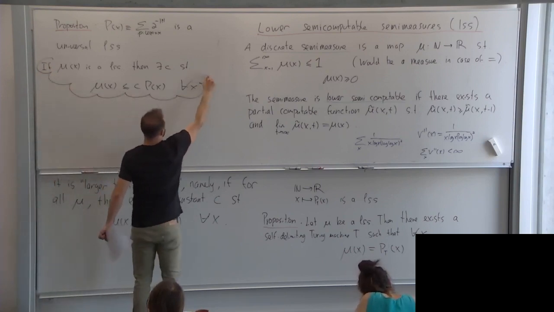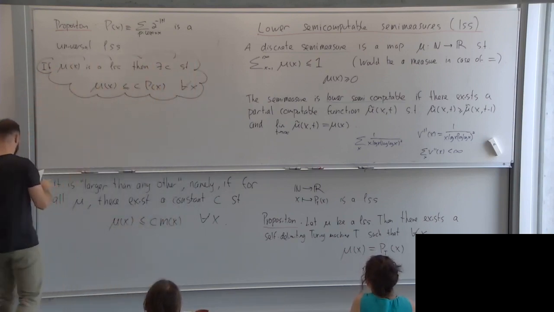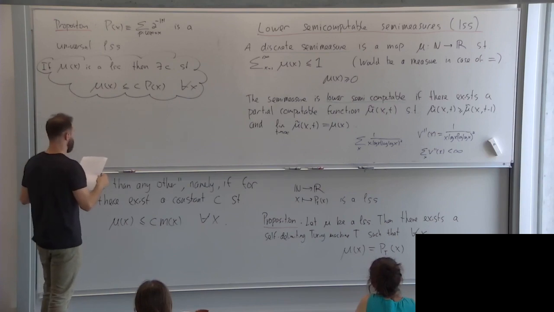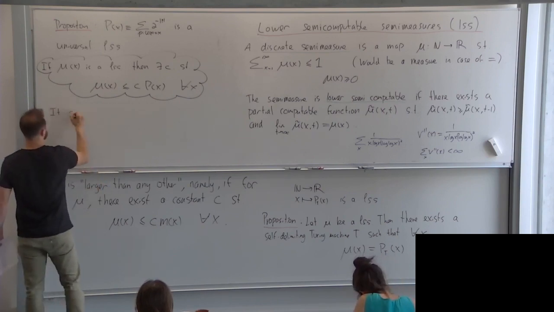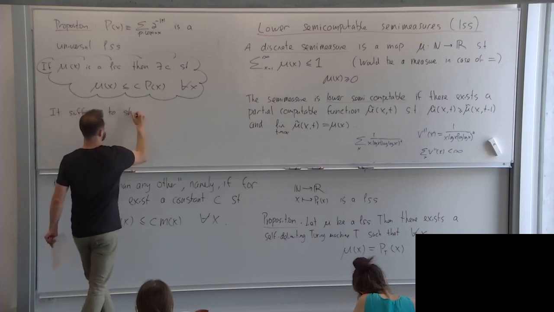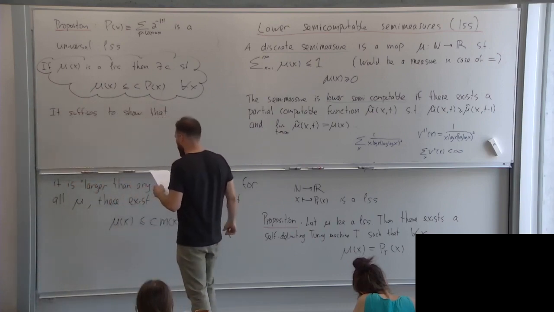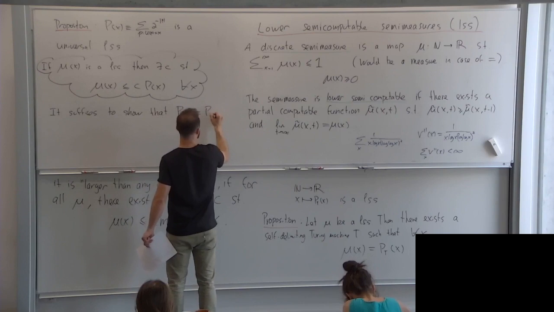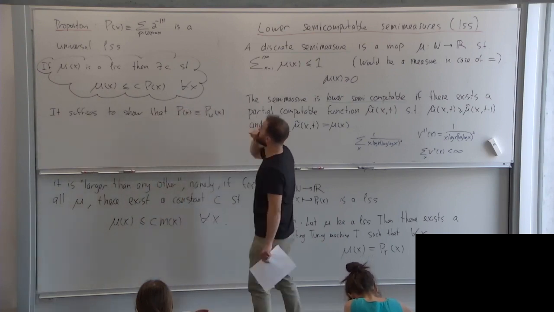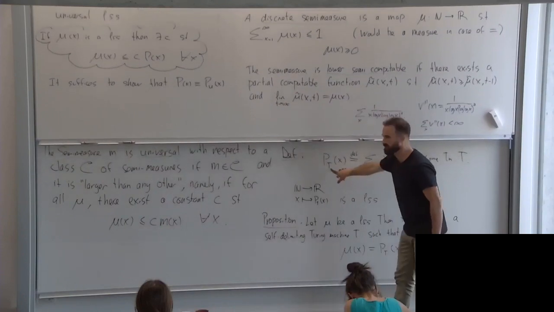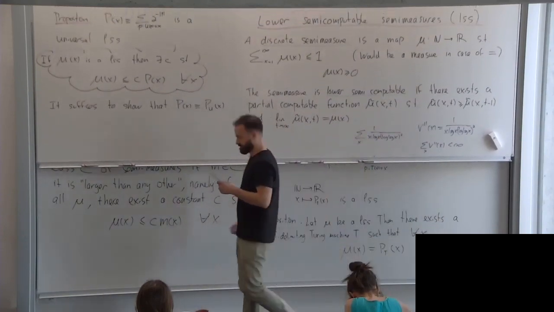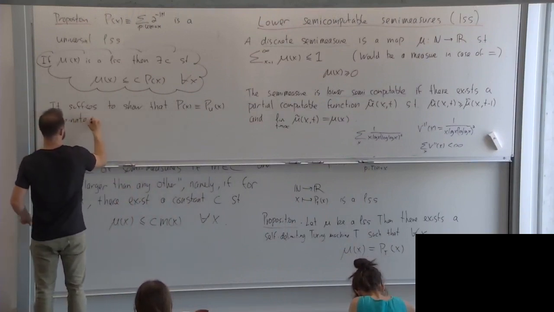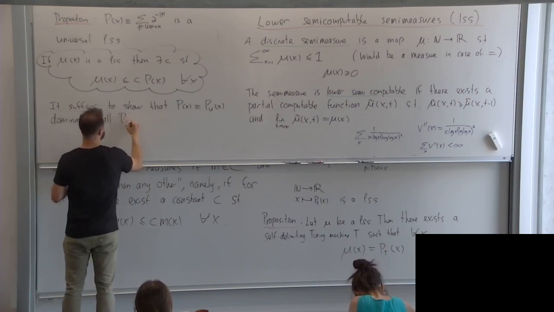What's in the cloud is just restating. It suffices to show that P of x, which by the way is the same as if I had written P_U of x, because I'm just trying to connect this definition with P_T, dominates all P_T of x.